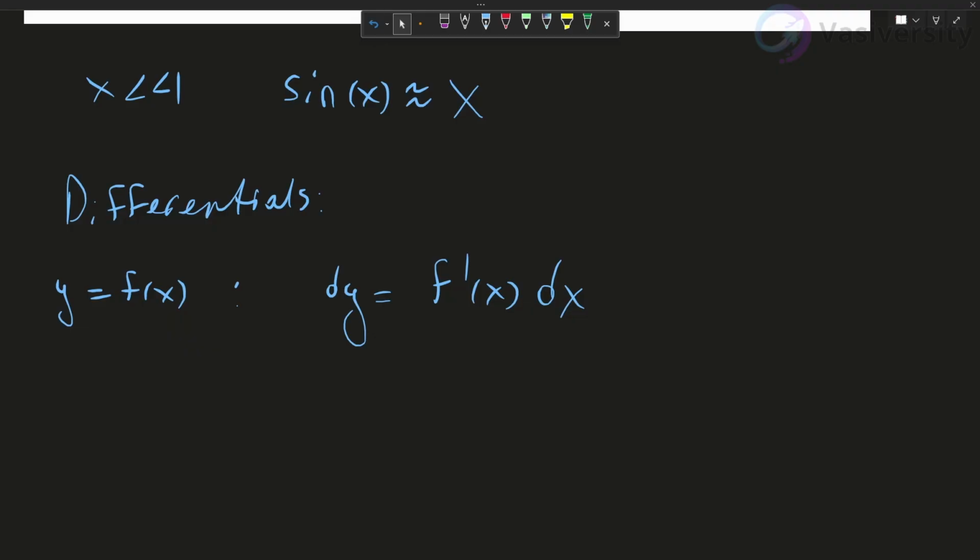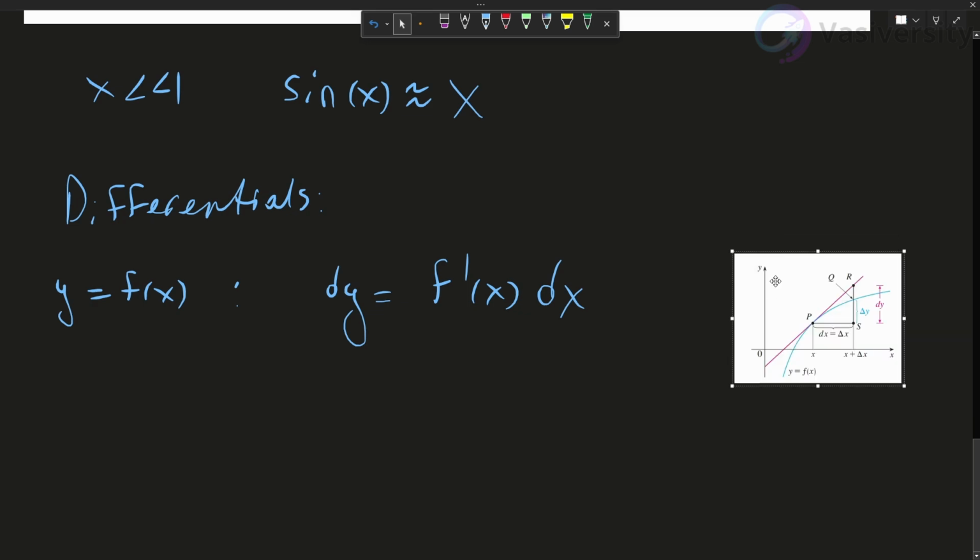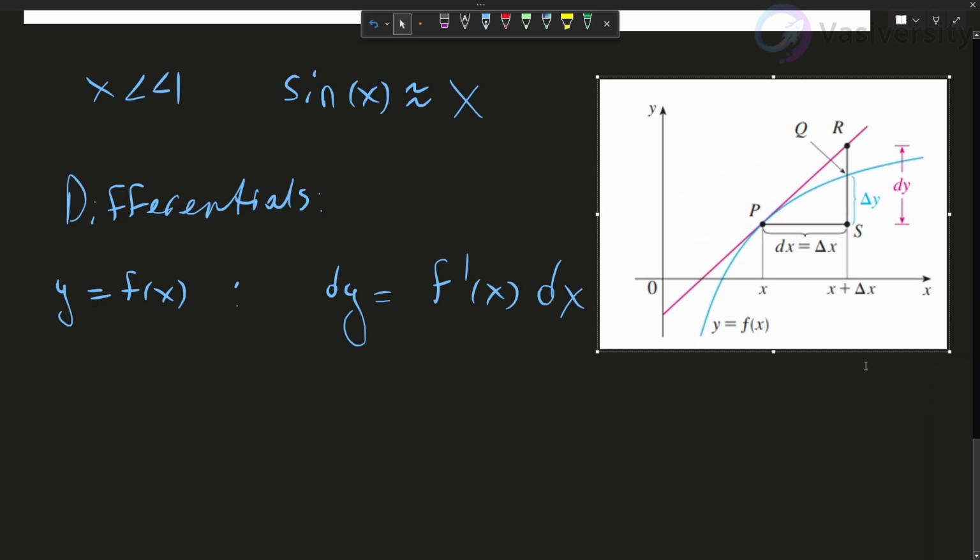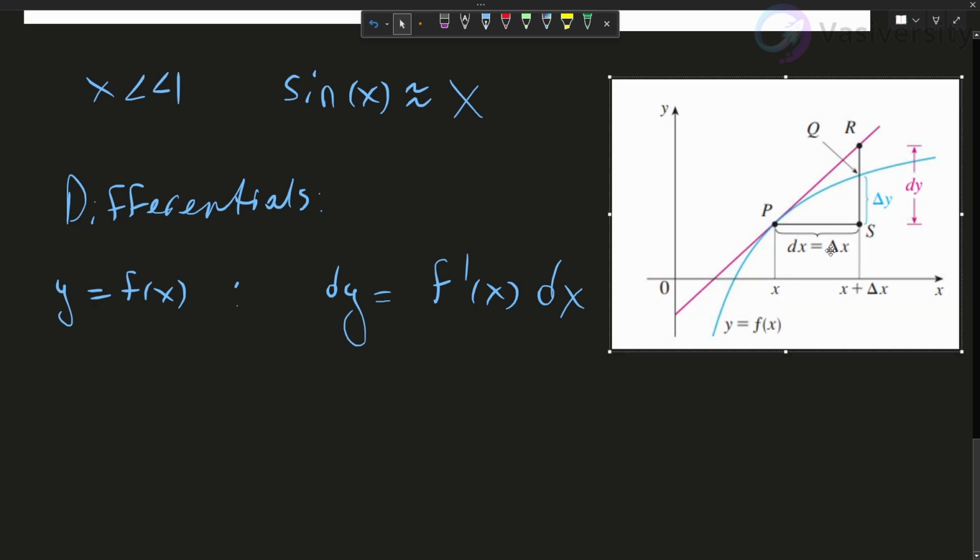So we have this graph. Here we have dx, or delta x, and dy, right? So this is our differential. Okay, so an example, right? Let's take a look at an example here.